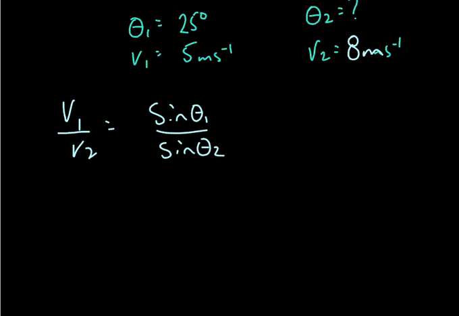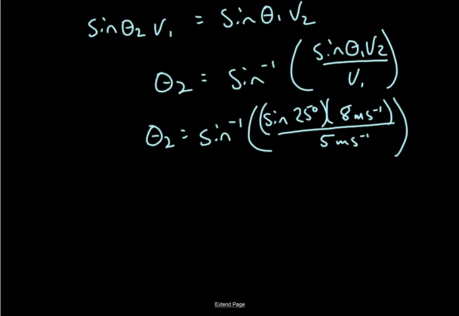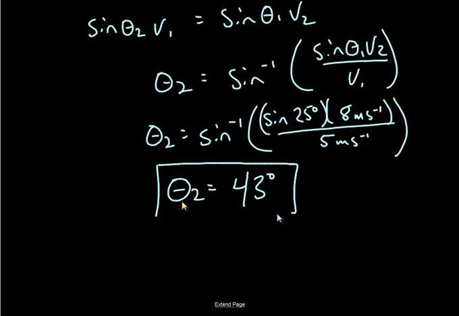So I'm just going to rearrange this, and then we'll jump back in with numbers. Okay, so if you rearrange your formula to solve for theta 2, you should end up with this equation. And theta 2 should come out to be, at the end of the day, about 43 degrees, okay? So as you go from slow to fast medium, you're going to increase your angle, okay? And I think that's good for today, at least for this topic.